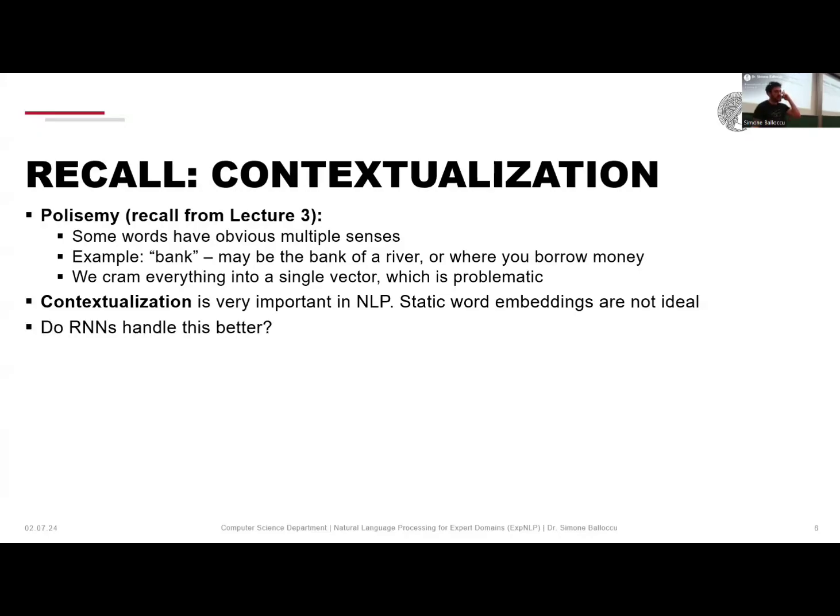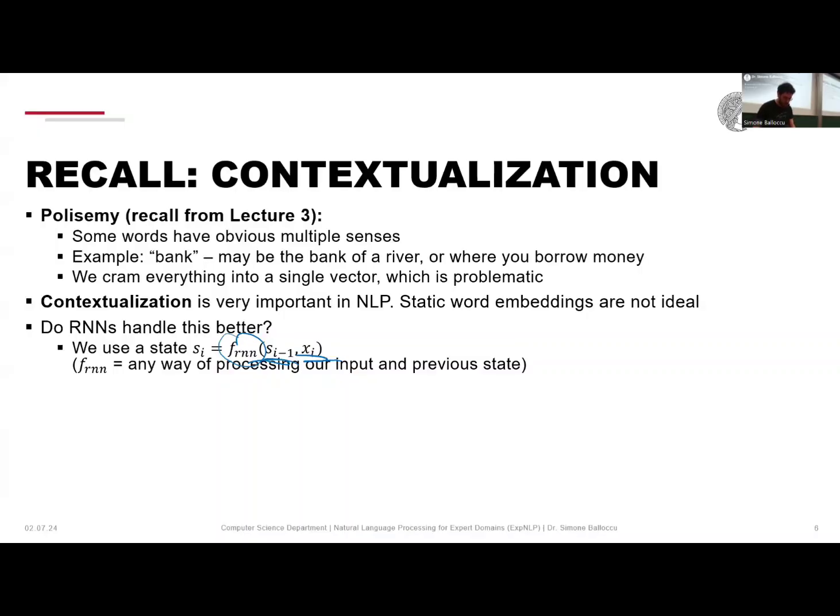Do recurrent neural networks do this better? In a way, kind of yes. So we use this state, which is produced by using the previous state and the input, and then apply some kind of function. You know, in an Elman network it's a little nonlinearity, could be a hyperbolic tangent, whatever. And each state acts as a representation of the sequence so far. So all the inputs we saw so far.